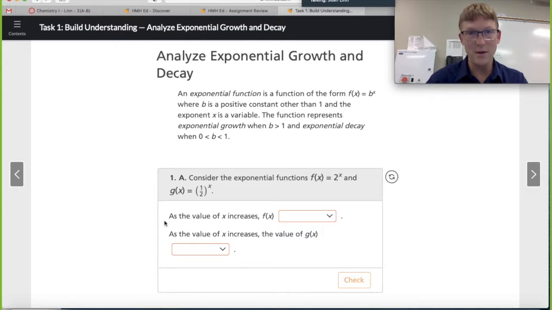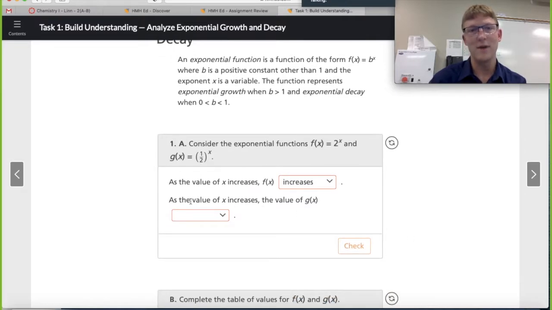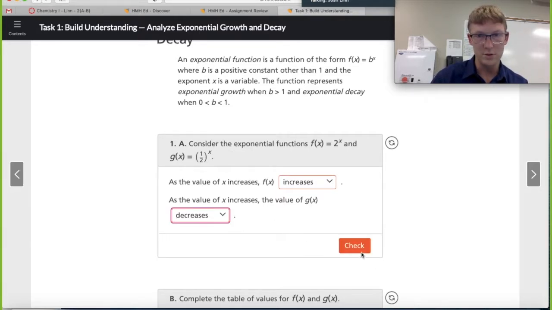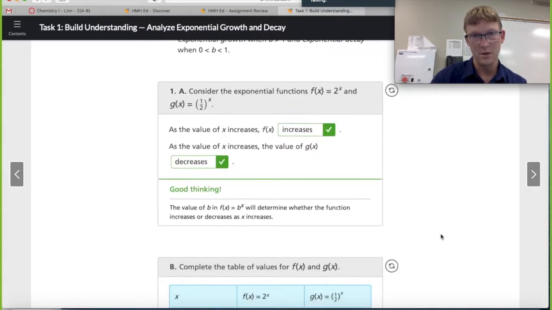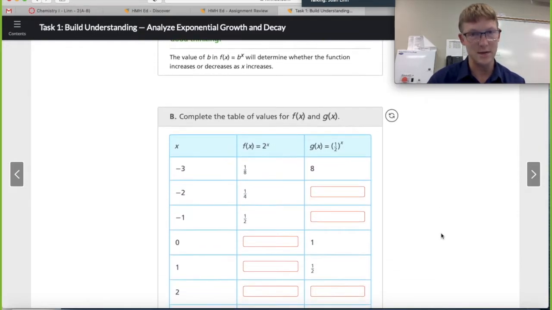So as the value of x increases for our f of x, so think about as x gets bigger and bigger and bigger, f of x is going to increase. As the value of x increases for the value of g of x, again, let's say x is 100, you're just going to divide by 2 100 times. It's going to get smaller and smaller and smaller. So it's going to decrease. So some general characteristics there.